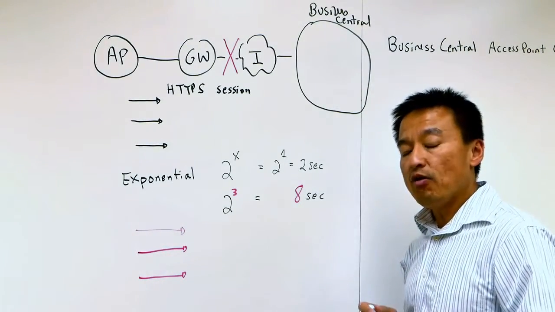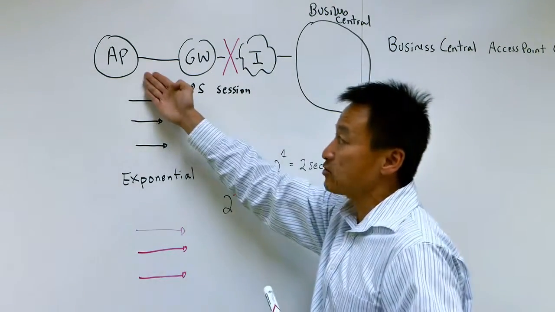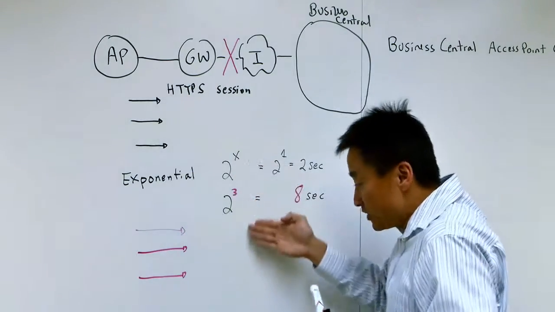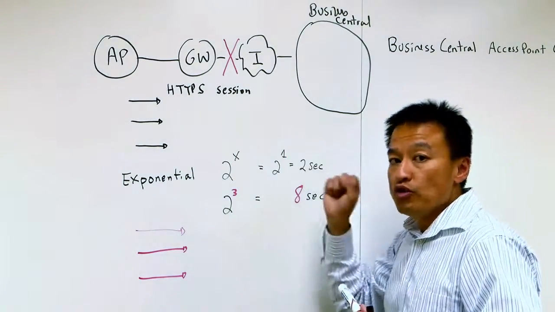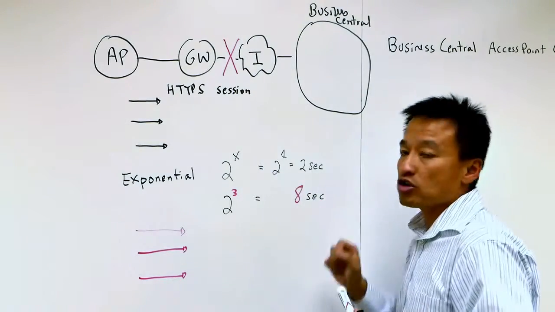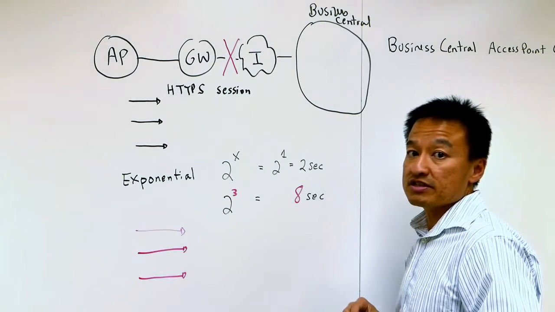One recommendation I always have is, when you first set it up, you don't know if the access point has already been booted up and already gone down this path. So it's always a good idea, when you first connect to the access point, to reboot it, so that you always start at the shortest interval in terms of trying to connect to Business Central.